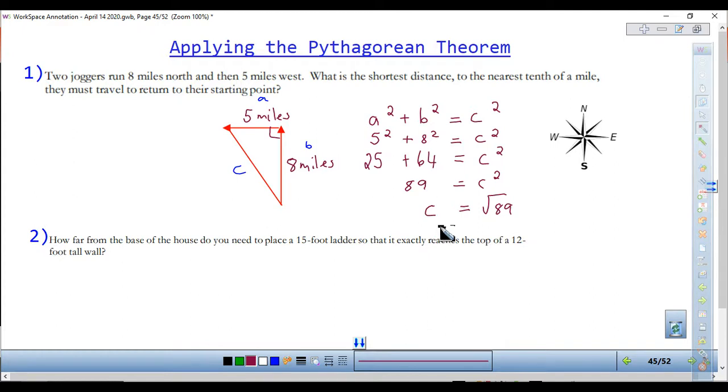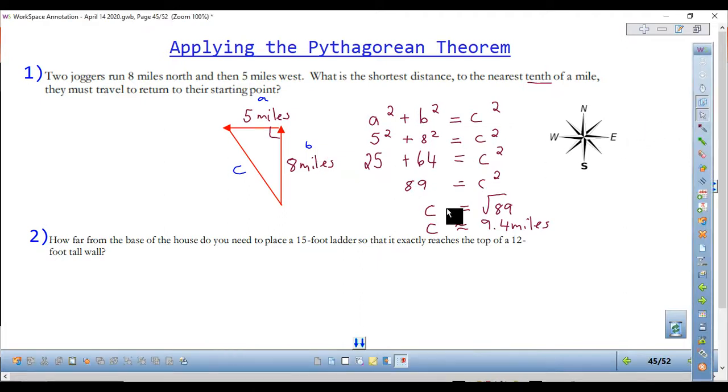Using a calculator, the square root of 89 is approximately 9.43, but we're asked to round it to the nearest tenth of a mile, so it's 9.4 miles. Should always check to make sure that if you're looking for the hypotenuse, that it is the longest side. 9.4 is longer than 5 and 8, so that works. Lovely, next question. How far from the base of the house do you need to place a 15-foot ladder so that it reaches the top of a 12-foot wall?